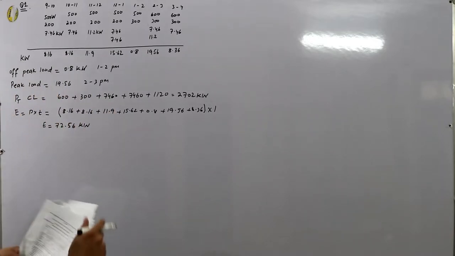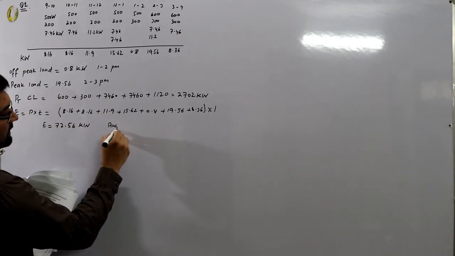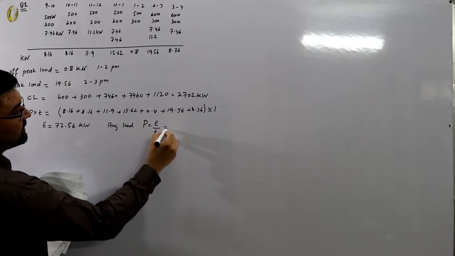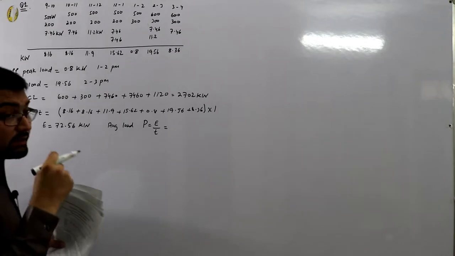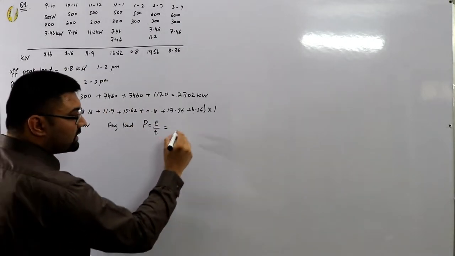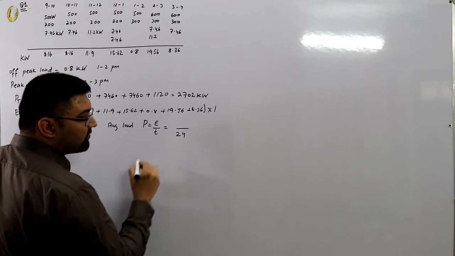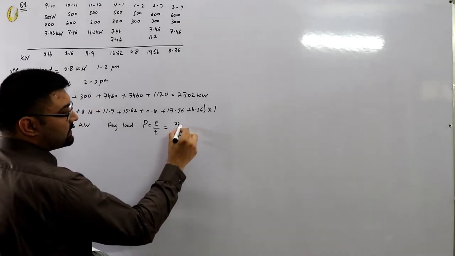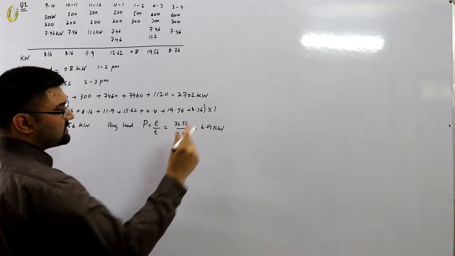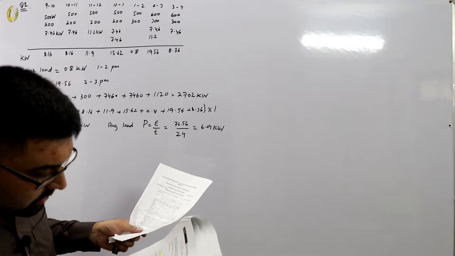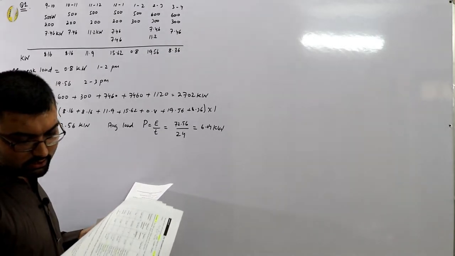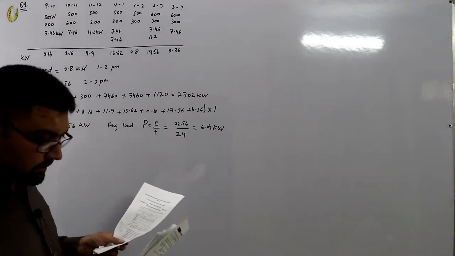Then you have the average load. The average load is P, which is the energy units consumed divided by total time T. You can go on a daily, weekly, or monthly basis. Let's say I go for the daily basis, so I will divide by 24. Energy units are 72.56. This comes out to be 6.04 kilowatts, or 6.4 kilowatts. Just check out the calculations.